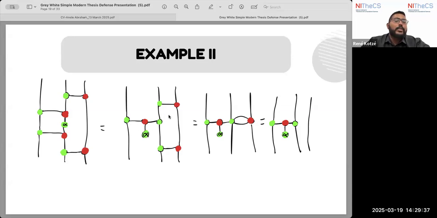And now once we've done that, we can do fusion. So on the middle wire, we can fuse all the green spiders. And on the right wire, we can fuse the two red spiders to get the third diagram. Once we have the third diagram, we can use leg chopping and remove these two wires, as well as show that the rightmost wire then ends up to be an empty wire or identity wire to get the rightmost diagram.